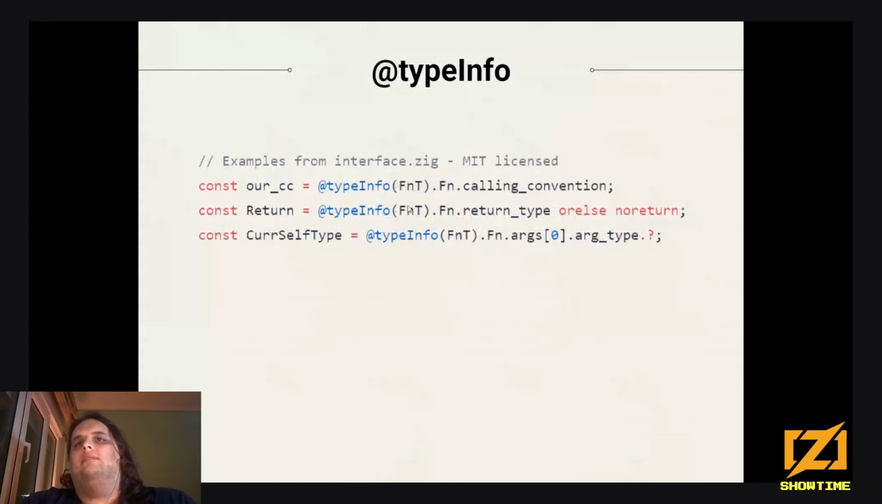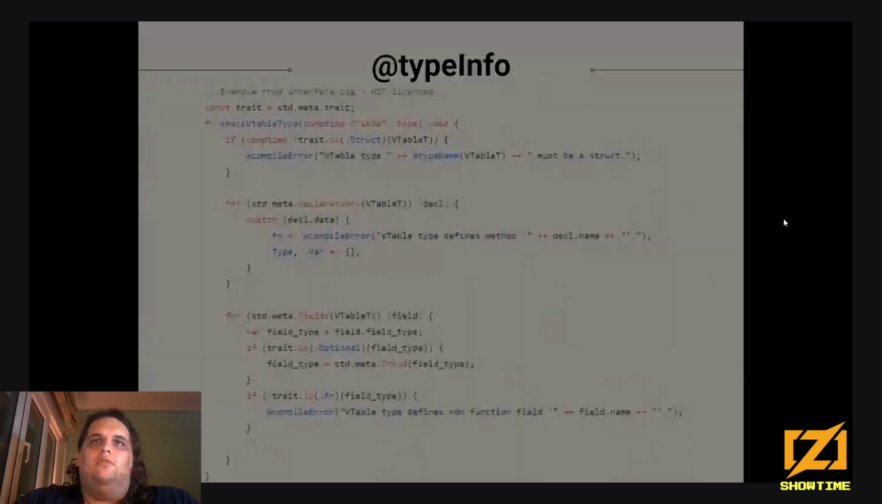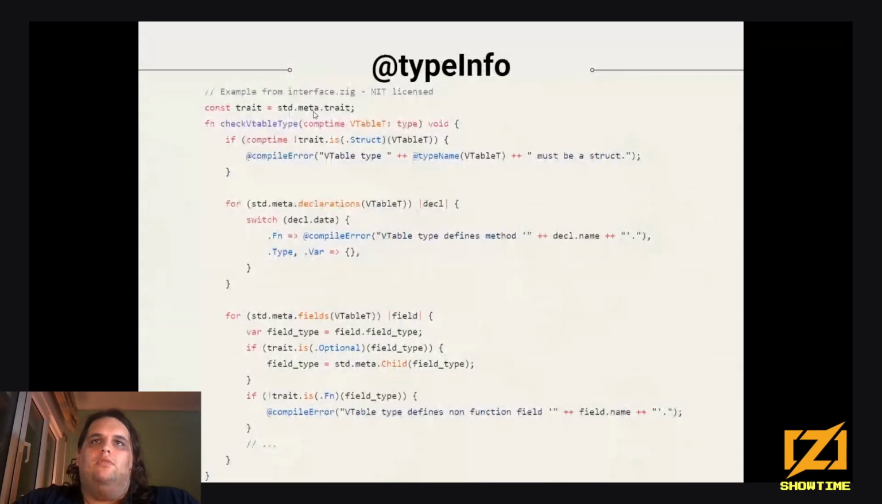So you can see that this could be a little verbose. Here it's okay because we are doing relatively simple things, but the std.meta module provides a lot of tools to make some more complicated things way clearer. For example, here we are using the trait submodule of std.meta.